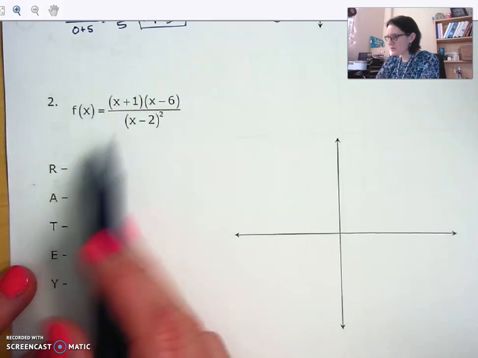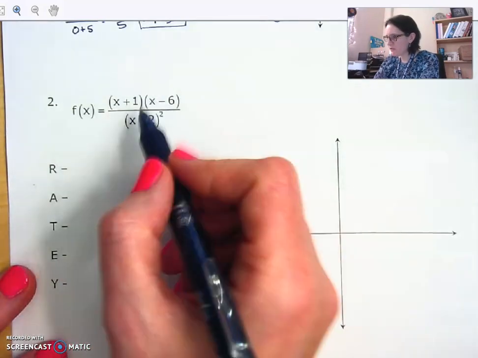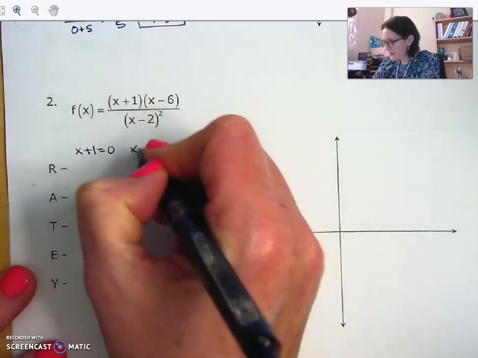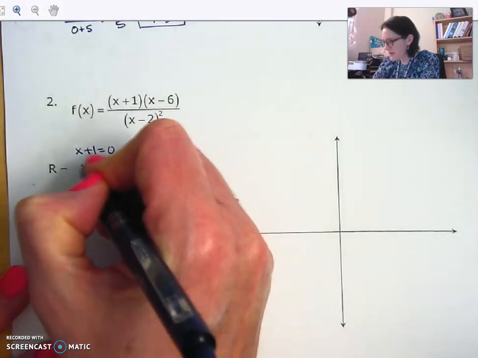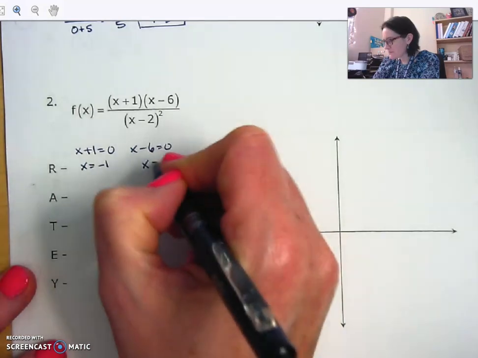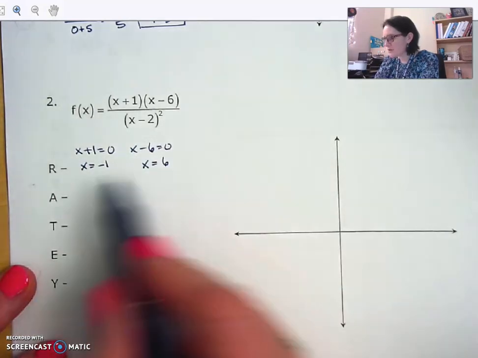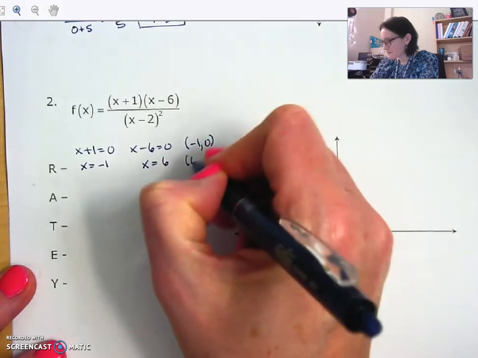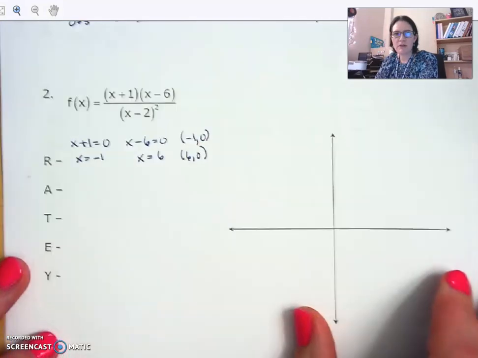So R stands for roots. You set your top factors equal to 0 from the numerator. So that's x plus 1 equals 0, x minus 6 equals 0. Solve them. And these are ordered pairs, so I'm not going to leave them in this form. I'm going to write them as points and put them on my graph.